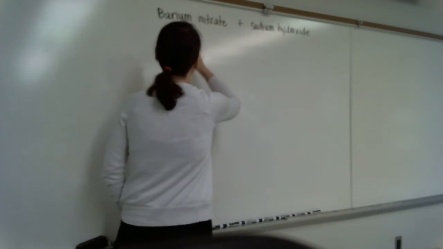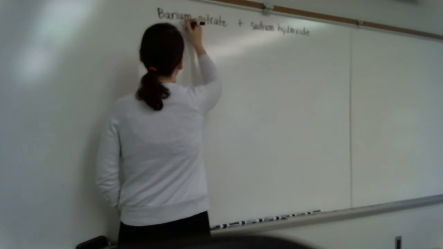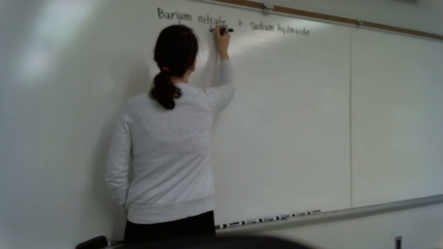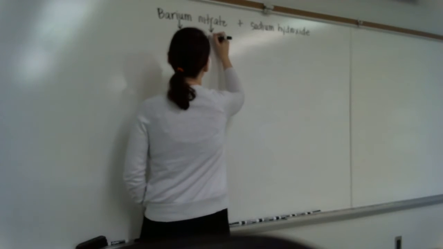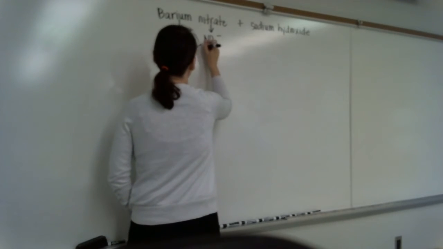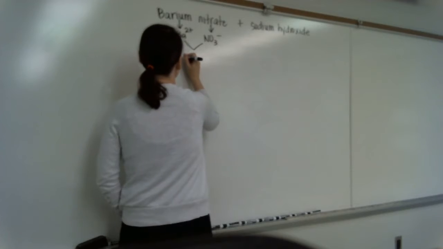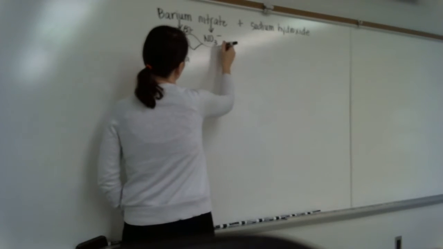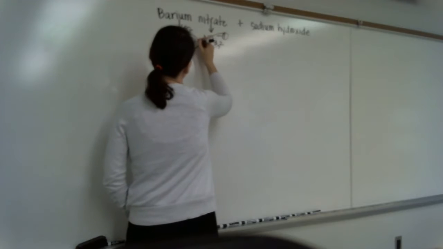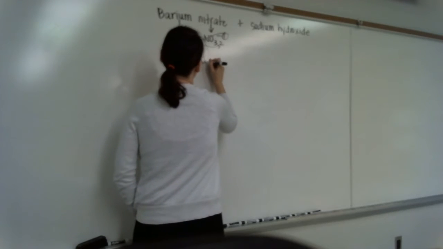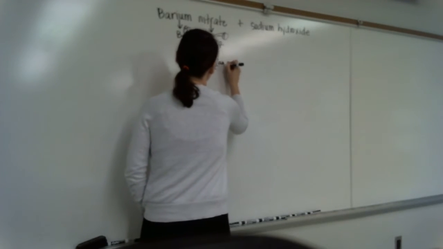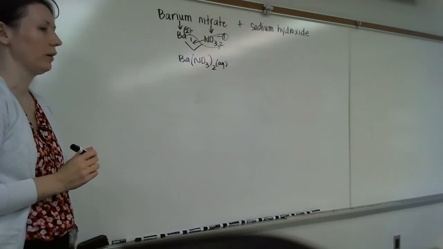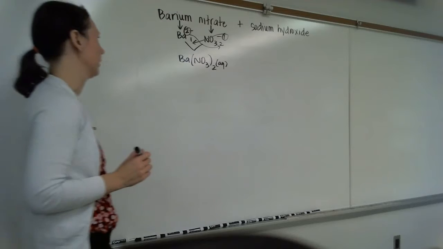So let's write our formula. What's the formula for barium ion? Barium ion has what charge? 2+. And what's nitrate? NO3 minus. So when they get together, that would be Ba. Crisscross those. Right. Ba(NO3)2. And it's aqueous because that's my reactant, right? That's a reactant. So I don't have to worry about looking up its solubility because it's a reactant.